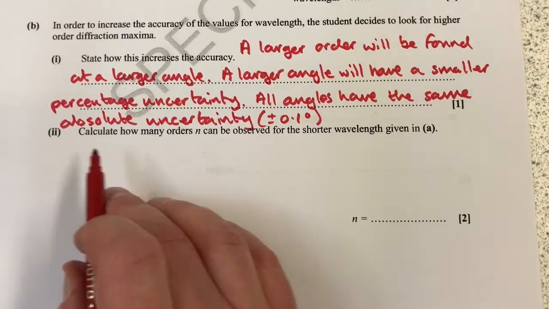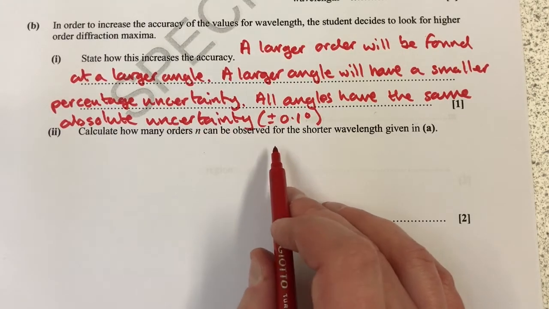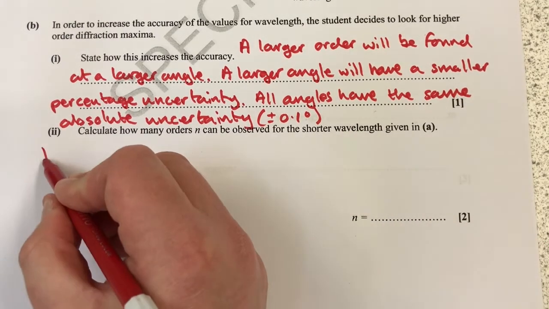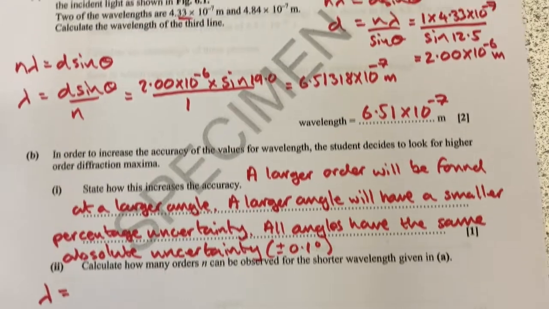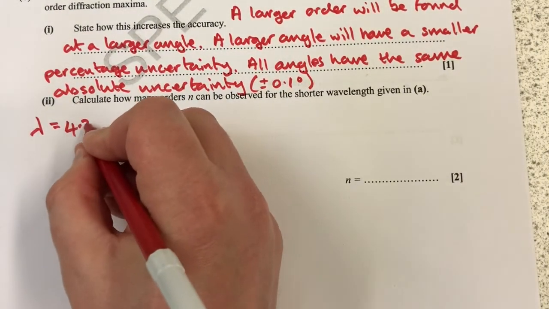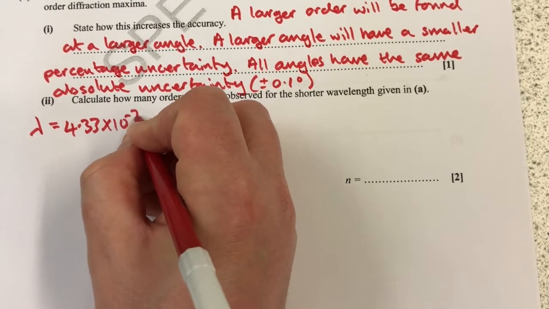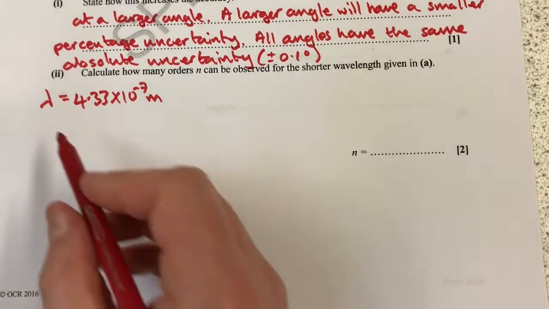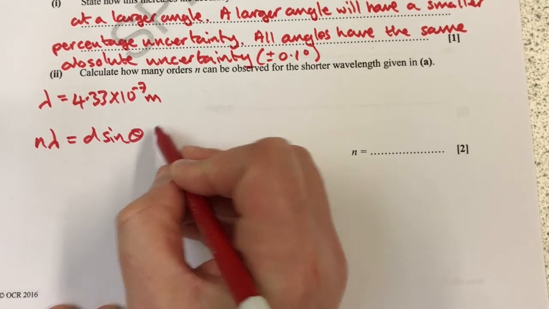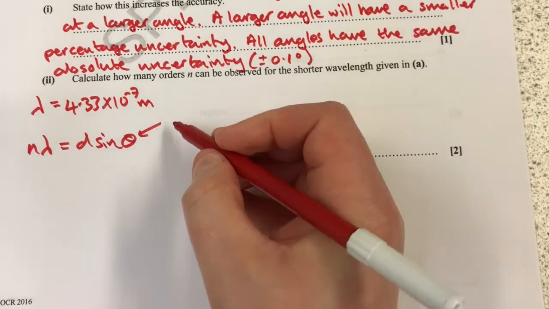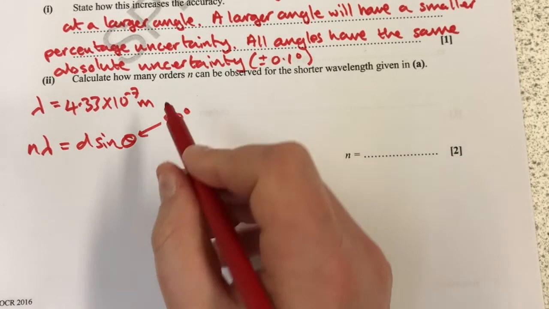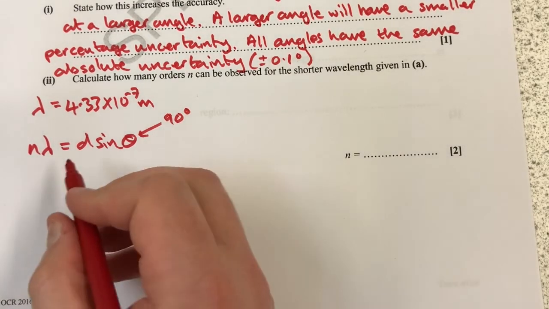Part 2, calculate how many orders n can be observed for the shorter wavelength given in Part A. So the shorter wavelength given in Part A is 4.33 × 10^-7 meters. Using the diffraction grating equation, n lambda equals d sine theta, what this is asking for is what is the absolute largest angle that you can have in this equation. That's going to be 90 degrees. Sine of 90 is 1.